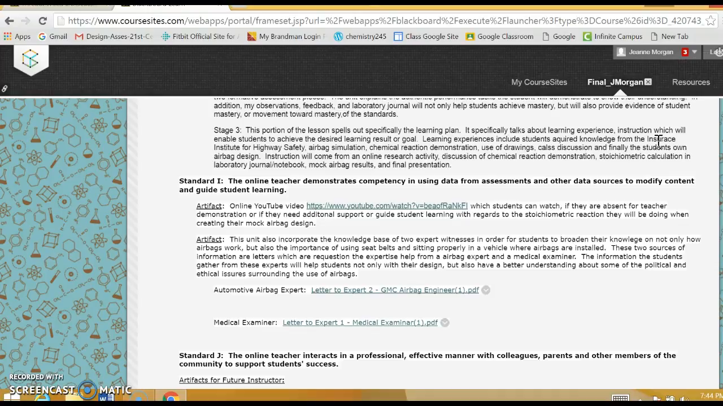The second artifact I've incorporated here is a letter to an airbag expert asking for their knowledge and to help broaden, creating a discussion where students will understand the importance of using airbags and sitting properly in a vehicle, as well as understanding more directly from an engineering standpoint how airbags work. This will help students down the road when they make their design and really guide them and move them in the direction of a clearer understanding.